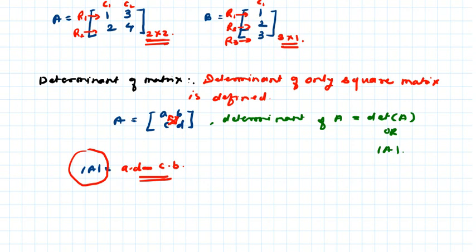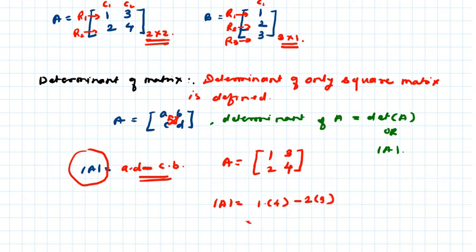Is it clear? Now suppose I have an example, matrix A is 1, 2, 3, 4. Then the determinant of A will be 1 into 4 minus 2 into 3, which is 4 minus 6, which is equal to minus 2. So this value denotes the determinant of this matrix A.